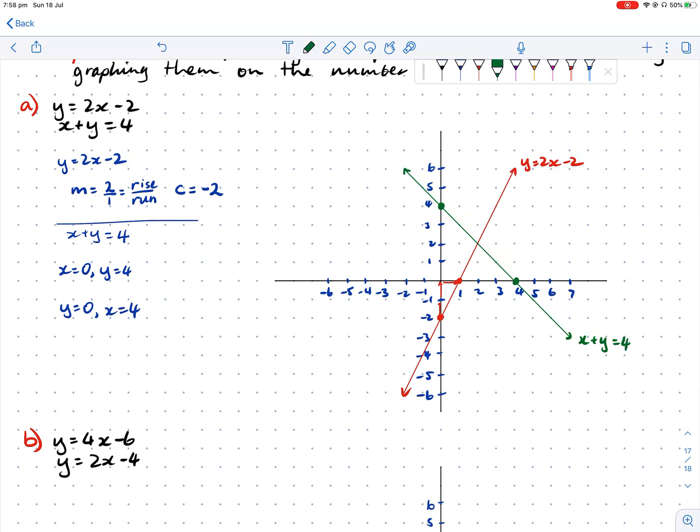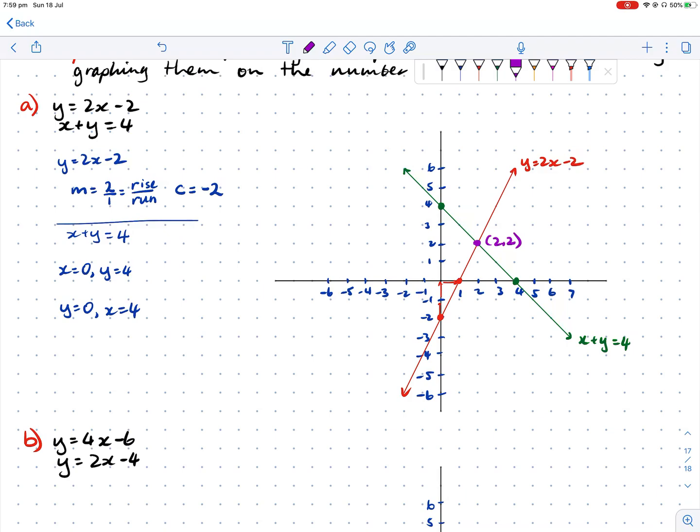To find the simultaneous solution, that's the value. What color should I use? I'll use purple. That's the value right there. Okay, so where the two lines cross over, that point there is (2, 2). So what we know is if I put in x = 2 and y = 2 into either of those equations, both of those equations are going to work.